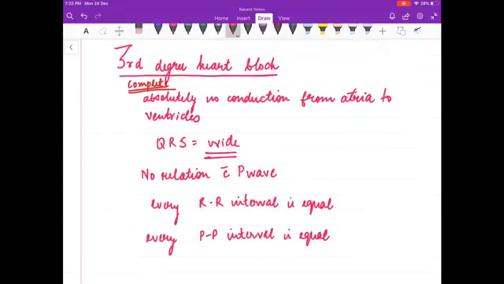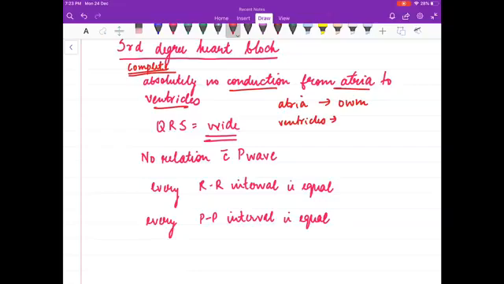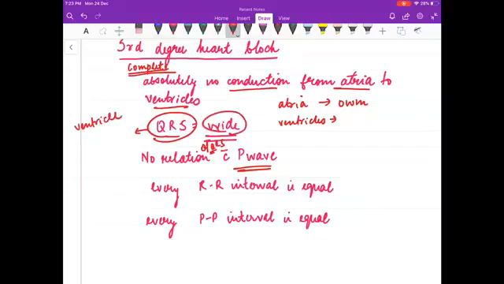In third degree heart block, there is absolutely no conduction from atria to ventricles. So atria have their own rhythm and ventricles also have their own rhythm. So there is no relation of QRS complex with the P wave, and because the QRS complex is formed due to the ventricle contraction, the QRS is wide.